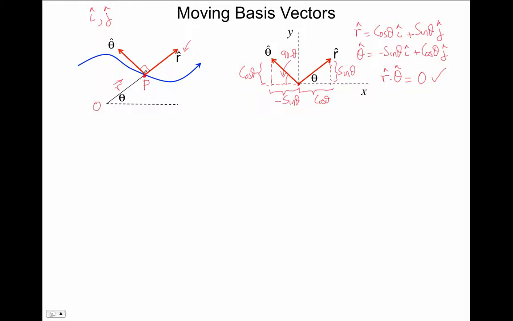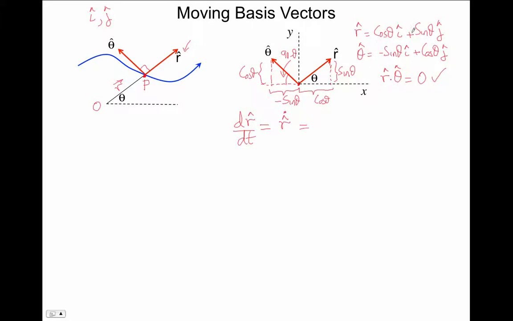Now as the point P moves, the unit vectors will change. Let's calculate how fast they change. So if I take dr by dt, then I will know how the unit vector r is changing with time. Of course, its length is not changing, but its direction is changing, and so therefore we should compute this derivative. We can write this more compactly as r dot. This dot over here means d by dt.